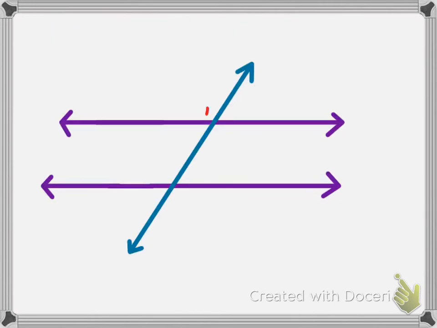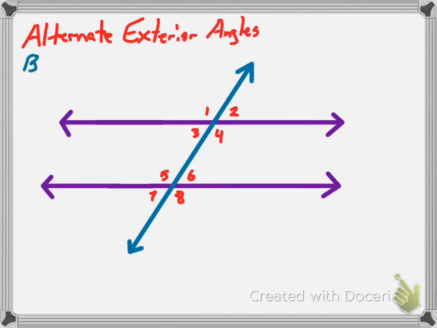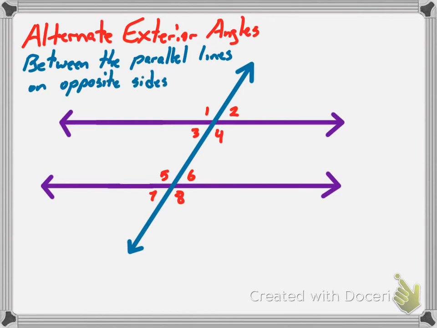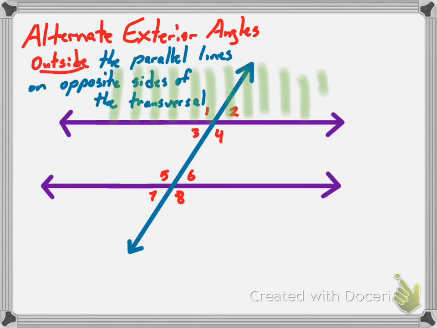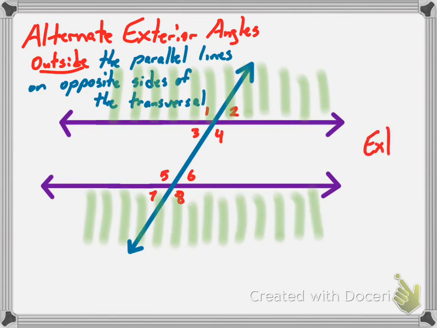So let's take a look at alternate exterior angles. So alternate exterior angles, so I'm kind of plagiarizing myself here, between the parallel lines and opposite sides of the transversal. No, not between, outside the parallel lines. So here, for example, that's the exterior that I've highlighted in green.